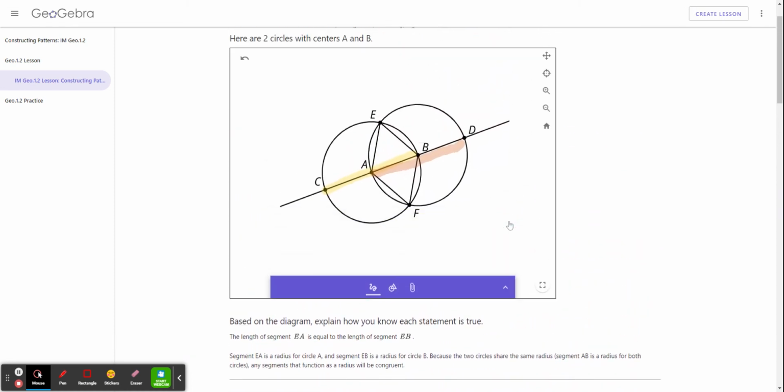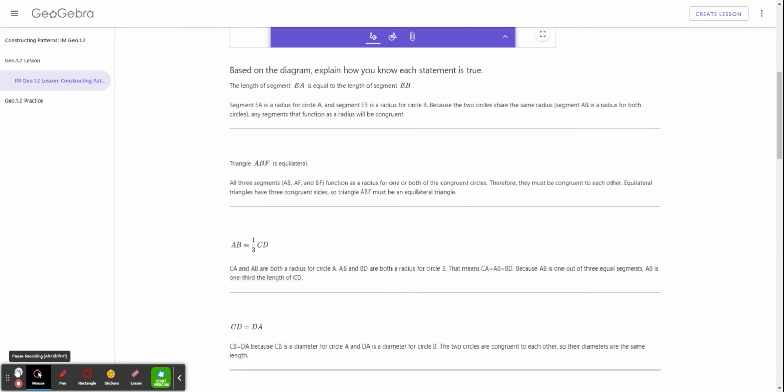So CB is equal to DA. Coming back up here, when I look at CB, that's the diameter for circle A. And when I look at DA, that's the diameter for circle B. So if the two circles are congruent, then I know their diameters are also going to have to be congruent to each other. The two diameters are the same length. Otherwise, these two circles would not be congruent to each other. CB equals DA because CB is a diameter for circle A and DA is a diameter for circle B. The two circles are congruent to each other, so their diameters are the same length.